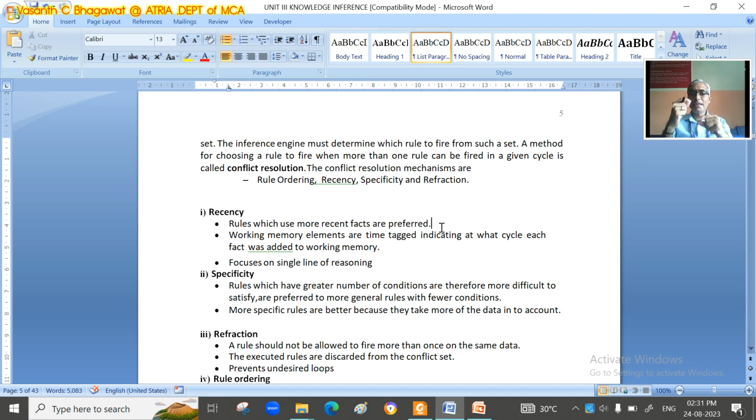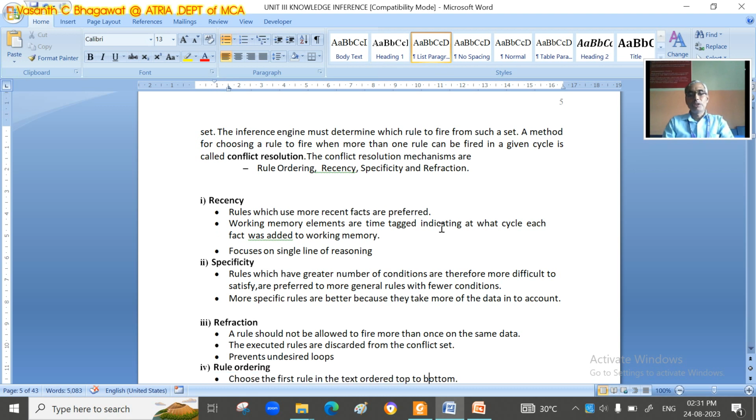That is what we say, the executed rules are discarded. Once a rule has been executed, we can remove that rule. Again, if that rule is there, there is a chance that a conflict can arise. So simple thing, once you apply this rule, remove it from your knowledge base. So we can avoid the conflict in that particular situation.